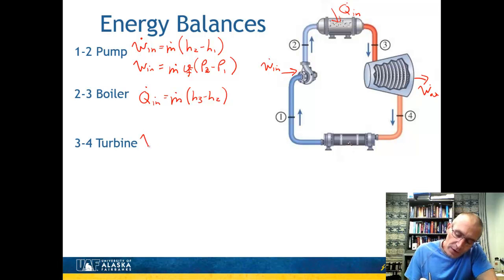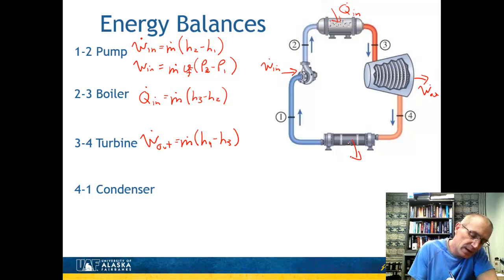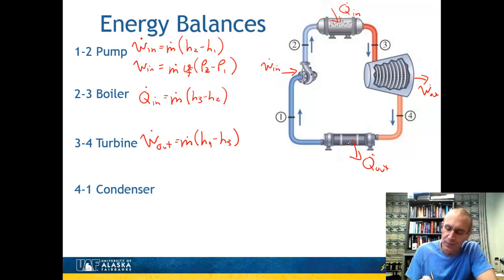It's going to be a similar energy balance that we just had for the pump. The work that goes out is going to be the mass flow rate, and simply H4 minus H3. And then finally, if we look at the condenser, which is where heat leaves the system, so we have Q going out of the system, and you can probably already figure out what that's going to be. Q out is equal to H4 minus H1.